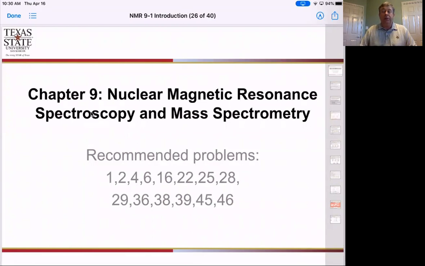We're going to continue on with Chapter 9, Nuclear Magnetic Resonance Spectroscopy and Mass Spectrometry. And this is Section 1, which is the Introduction to NMR, or Nuclear Magnetic Resonance Spectroscopy.